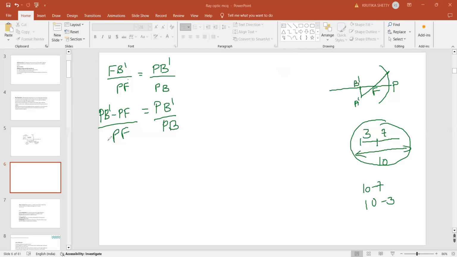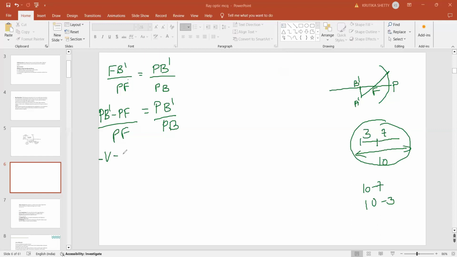Okay? So you already have the figure. So pb dash, if you observe, what is pb dash here? Pb dash is the image formed, so it becomes the image distance. Therefore the image distance is written as v. Okay? But since it is a left side measurement, we write it as minus v minus pf.